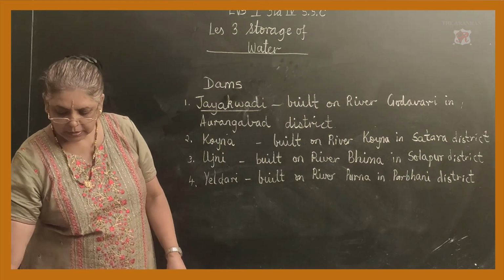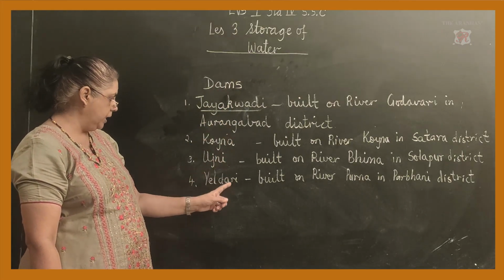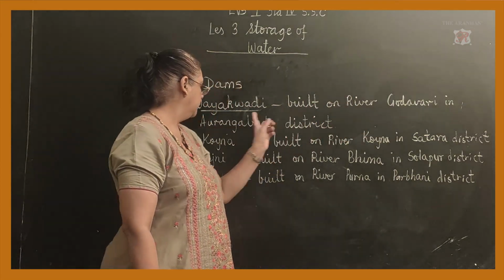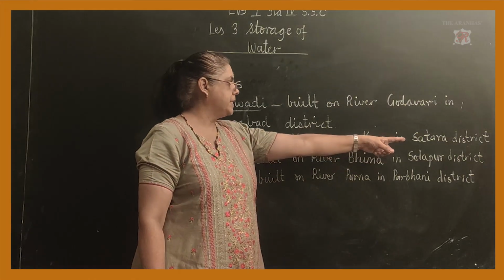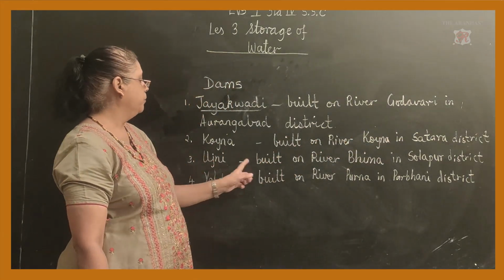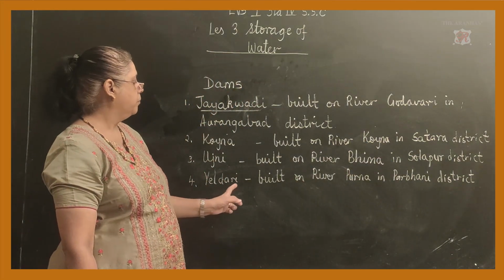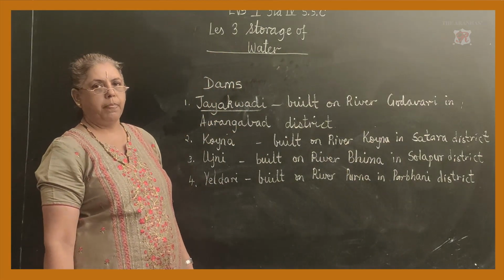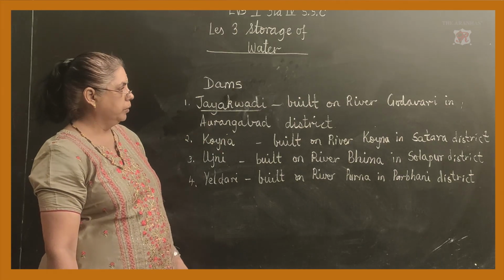Let us repeat this. Which are the 4 dams? Jayakwadi, Koyna, Ujni, Yeldari. Jayakwadi built on river Godavari in Aurangabad district. Koyna built on river Koyna in Satara district. Ujni built on river Bhima in Solapur district. Yeldari built on river Purna in Parbhani district. Make a note of this in your notebook.